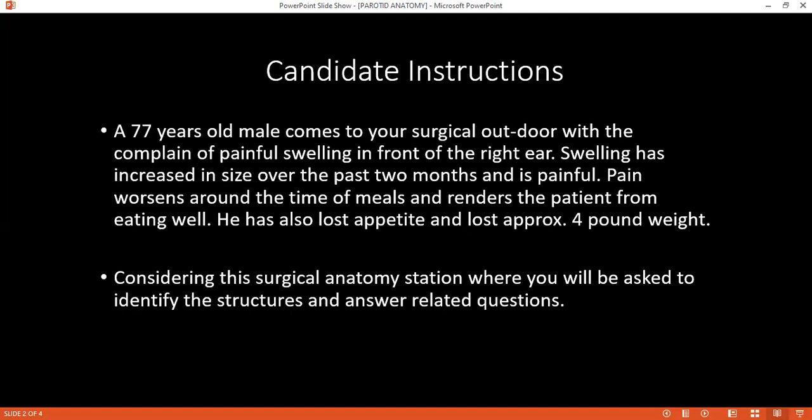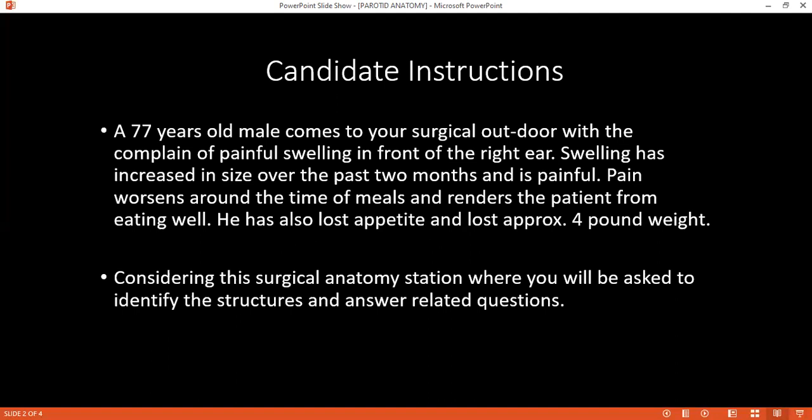Okay. There is also one duct associated with it. Can you tell me the opening of that duct? Yes, ma'am. The Stenson's duct opens opposite the second upper molar tooth, ma'am.